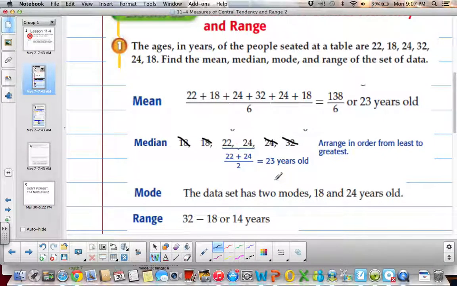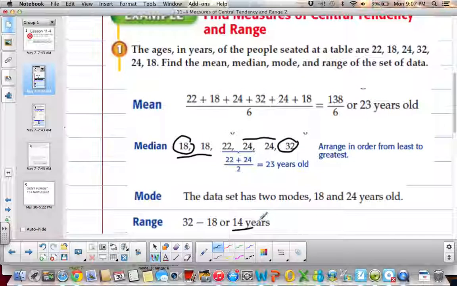The mode is, remember, the most, the number that shows up the most. So we can see that 18 shows up 2 times, and 24 shows up 2 times. So the mode is 18 and 24, or the modes. And then the range, we take the highest number, we subtract the lowest number, 32 minus 18. So the range is 14 years. So that tells us that there's a difference between the oldest person and the youngest person by 14 years.